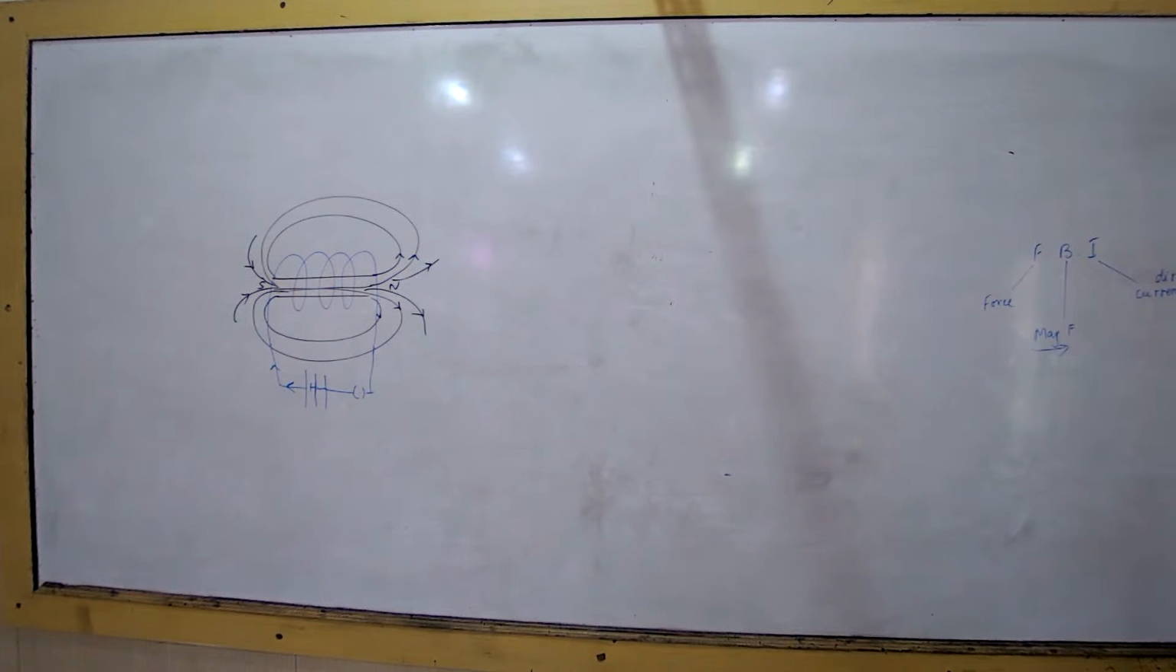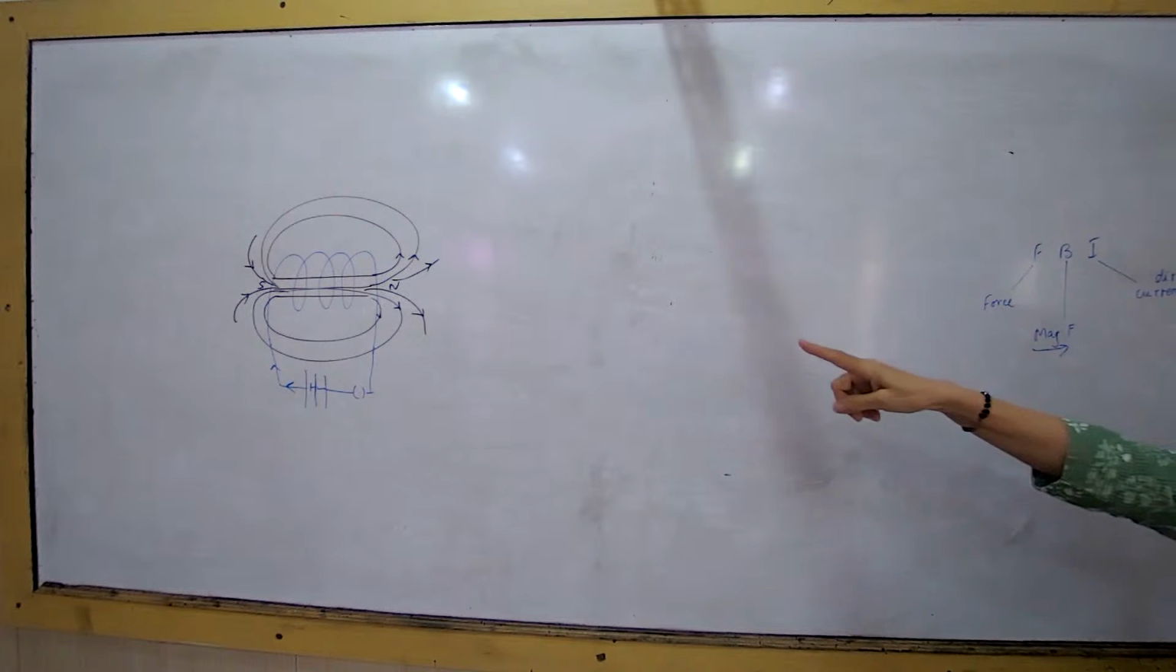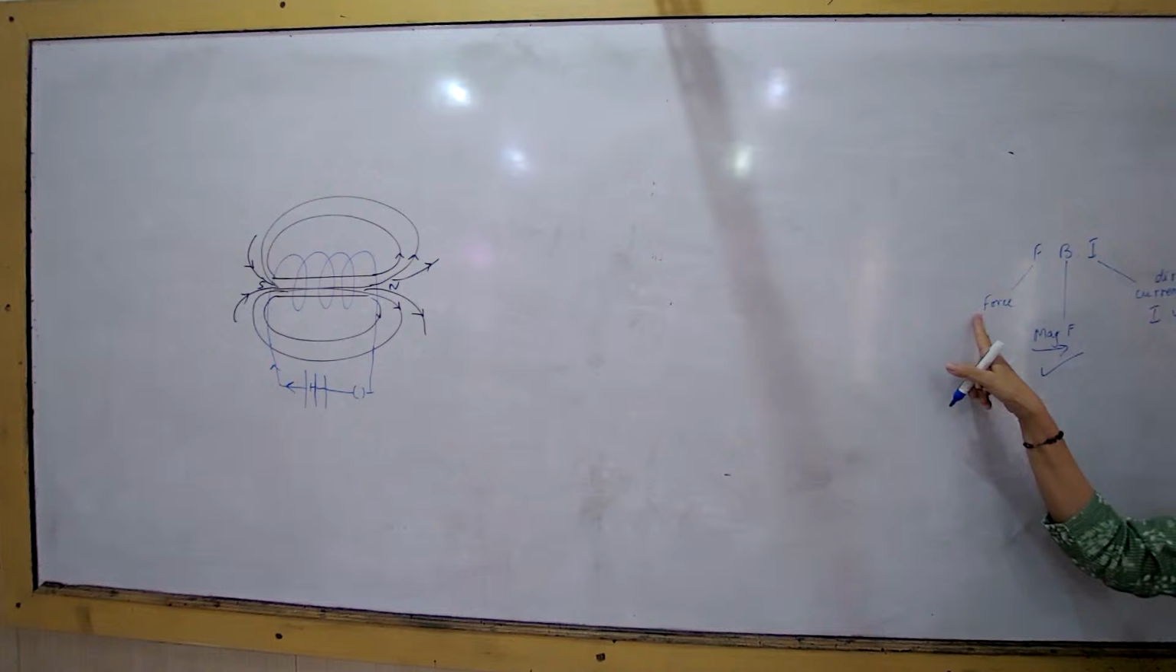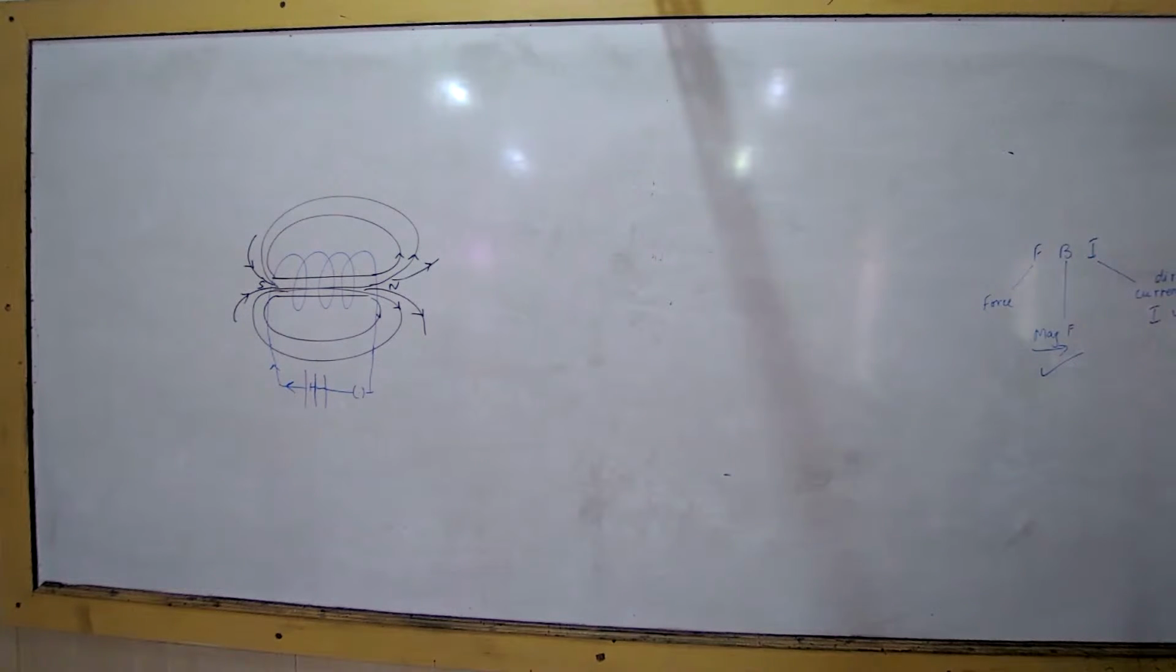So what does it tell us? When we are passing current, pay attention now. When we are passing current, we have seen that there is a magnetic field. Current is given to us, which is I. Magnetic field is developed. And if there is a conducting rod kept in a magnetic field, it will experience a force. Let's see what this experiment is about.